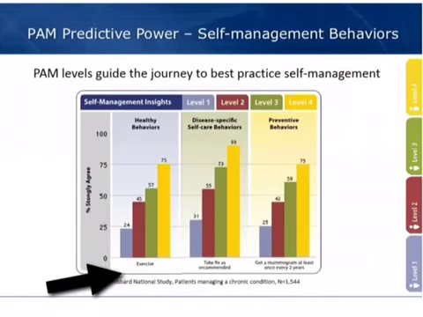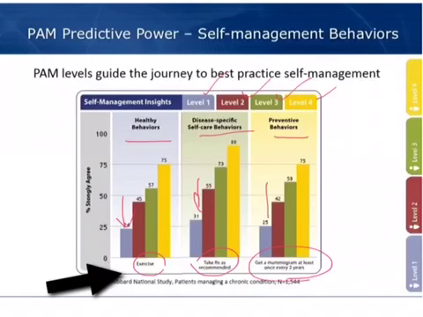So again, this kind of looked at a couple of different things. So if we look at the PAM levels, which are up here, and illustrated by the colors down here, for healthy behaviorals, you notice exercise. In this particular group, it's low. Disease-specific self-care behavioral, if you look at taking their medications, it's low. If you look at preventive behavioral, getting mammograms, which is what you guys are helping, it's low.